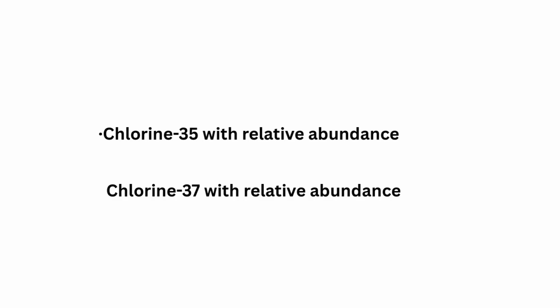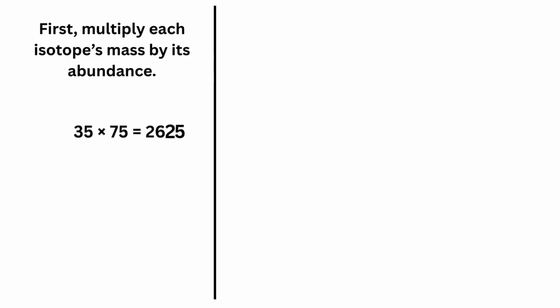Let's calculate a real example using chlorine. Chlorine has two main isotopes: chlorine 35 with a relative abundance of 75% and chlorine 37 with a relative abundance of 25%. Firstly, multiply each isotope's mass by its abundance. 35 times 75, then 37 times 25.